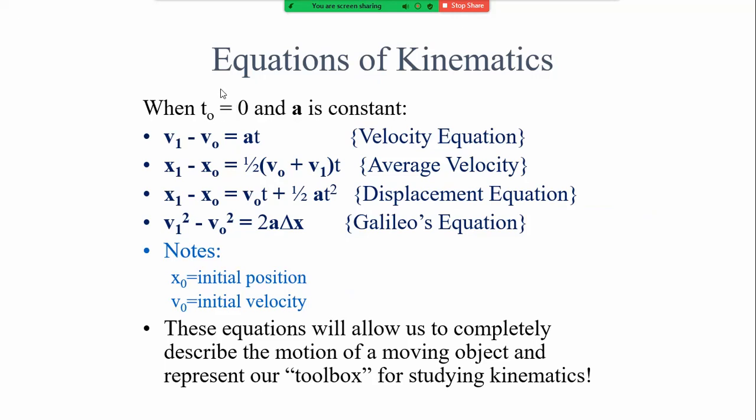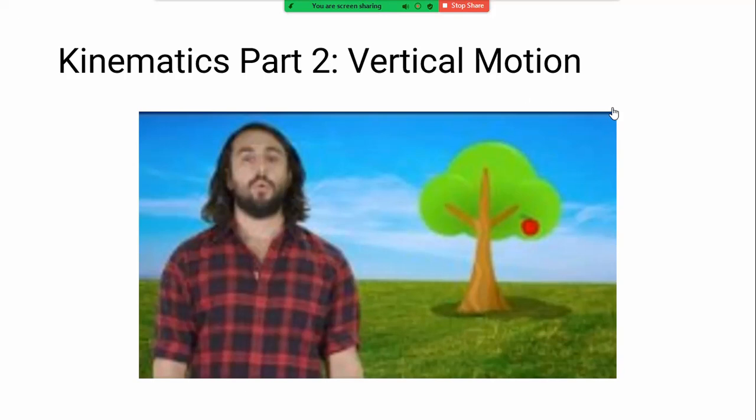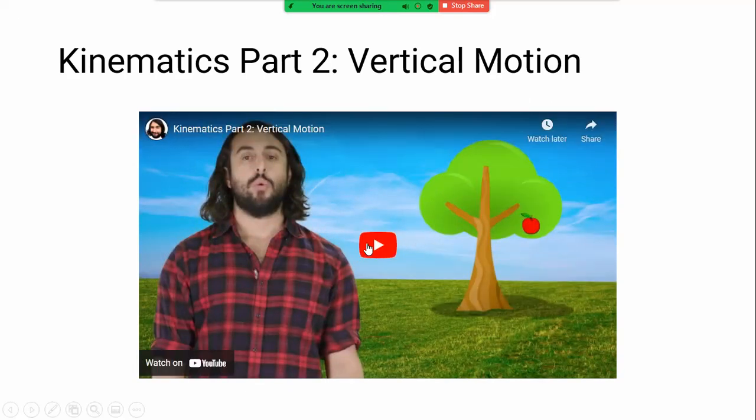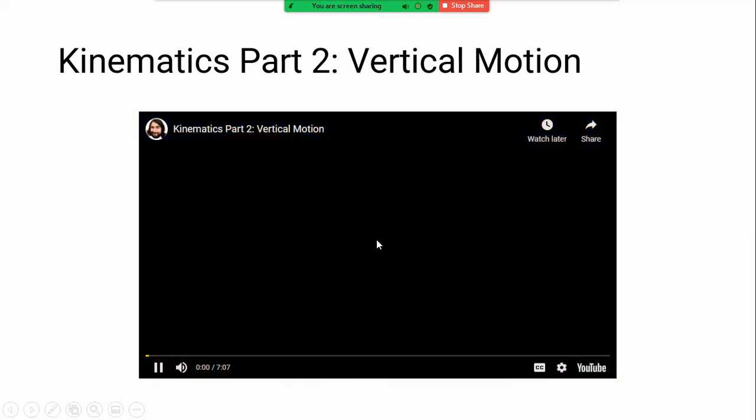All right, and then when t equals 0 and a is constant, that helps to simplify it, or t initial, t or t naught. That 0 is pronounced as t naught. This is v naught, and then you'll see a naught, and so on and so forth. And that helps to simplify the equations a little bit. All right, so now let's get into kinematics part 2.